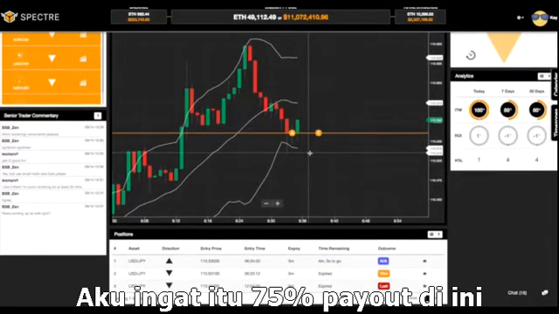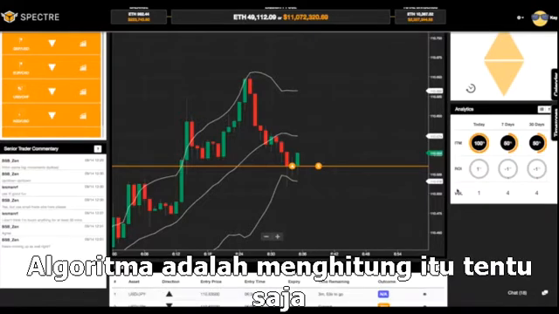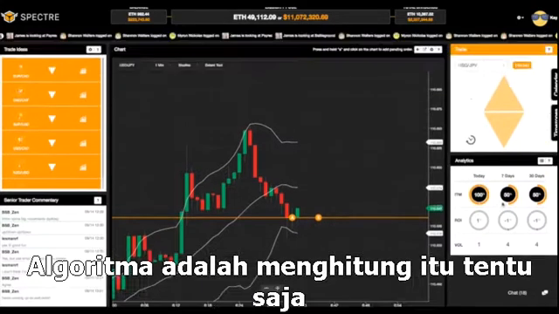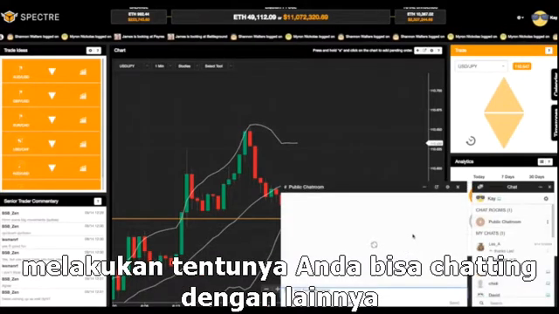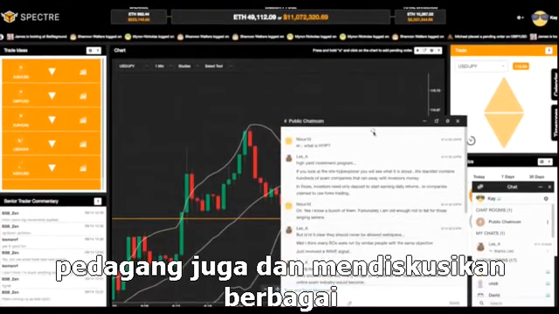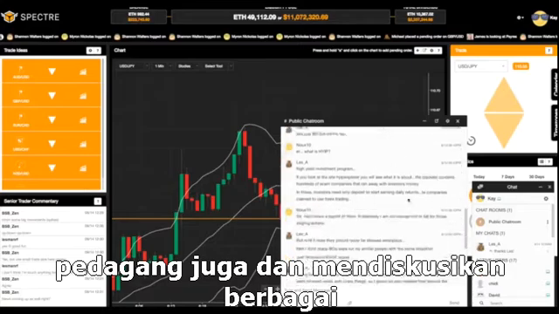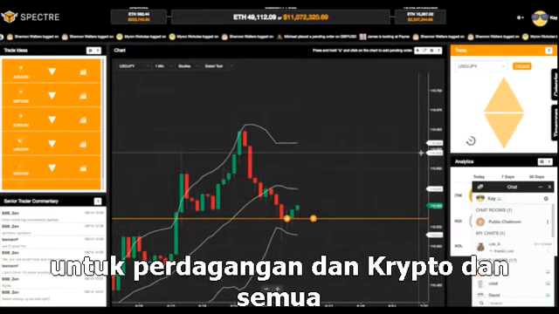Remember, it's a 75% payout on this instance. Sometimes you're going to get a higher payout. This depends on the market conditions. The algorithm is calculating that. Of course, let's see what the other traders are doing. You can, of course, chat with other traders as well, and discuss a range of technical and fundamental topics related to trading and cryptos and all the things.